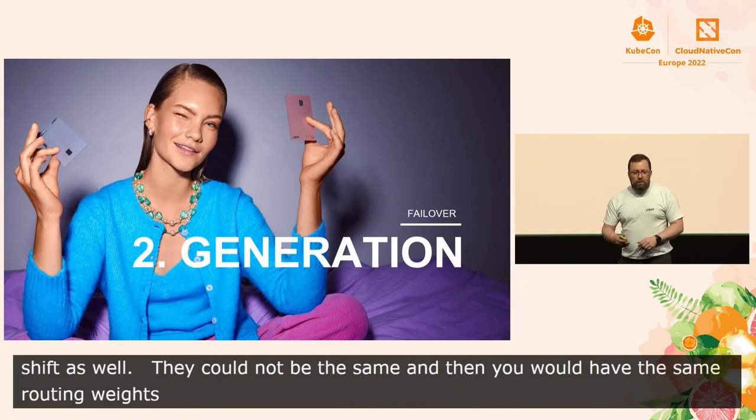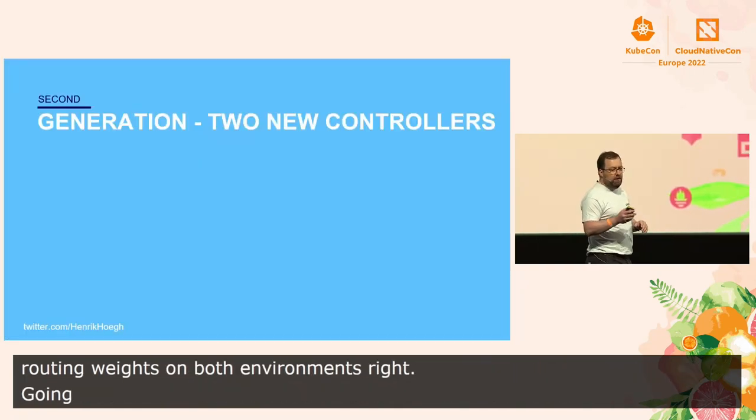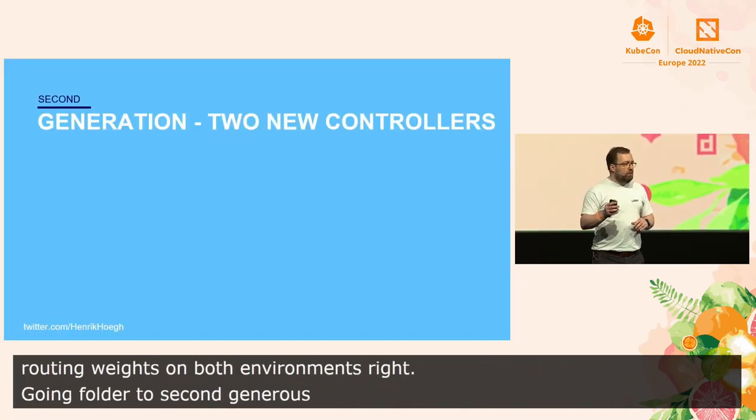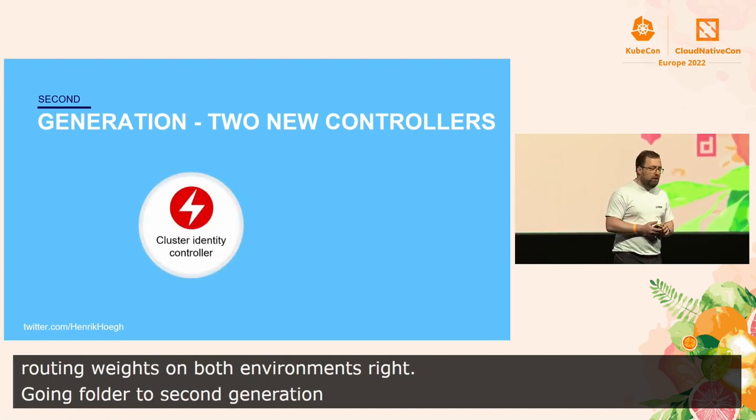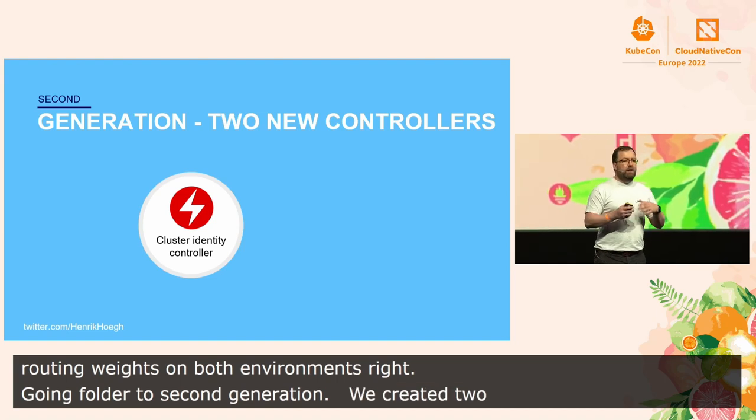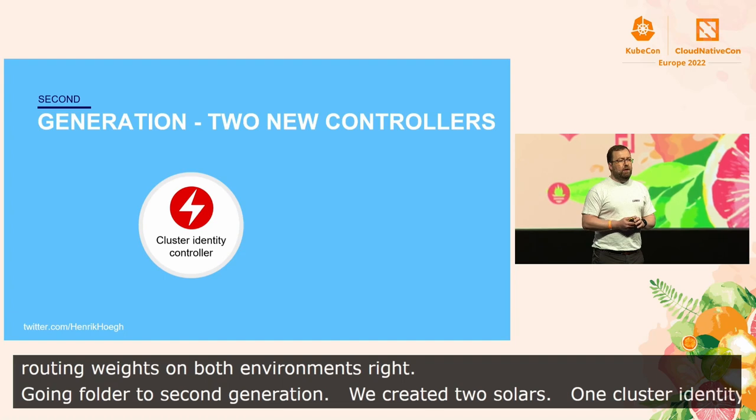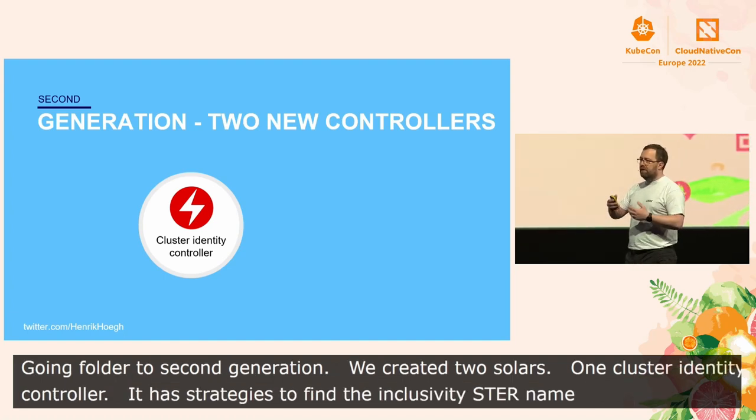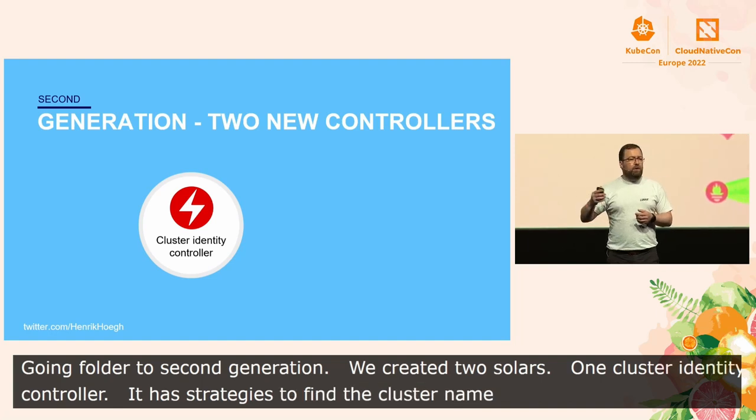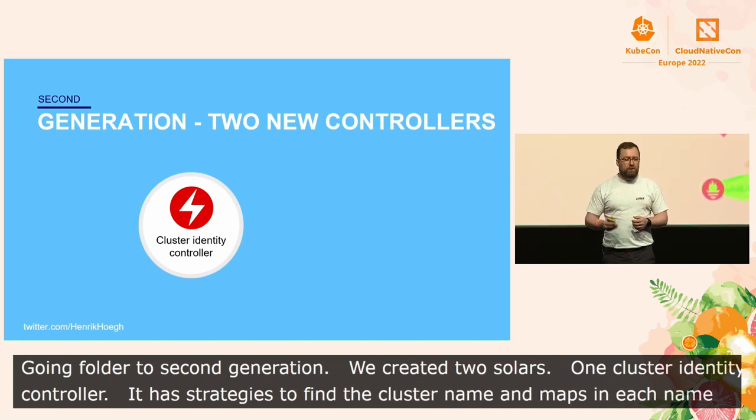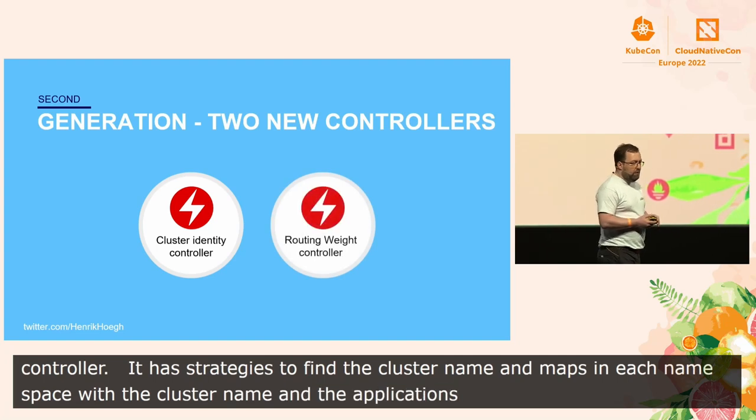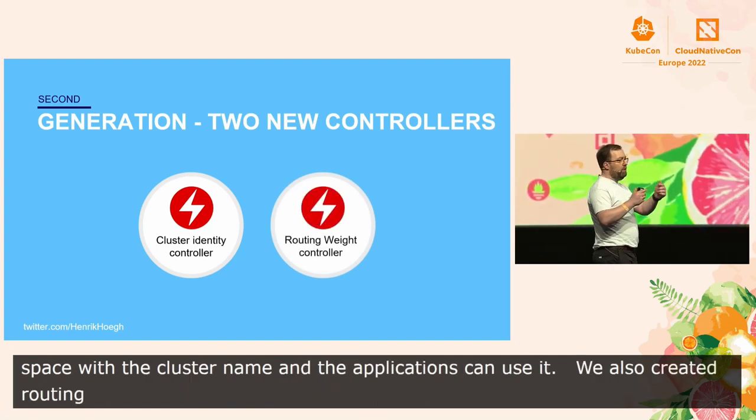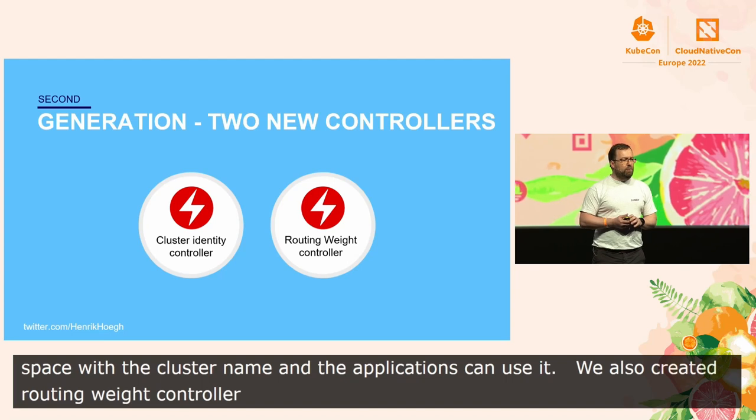So going forward to second generation, we created two new controllers, because that's how you solve things today. We created one called Cluster Identity Controller. It has some strategies to find the cluster name and then create config maps in each namespace with the cluster name, and then the applications can use it. We also created something called Routing Weight Controller to control the routing weight annotations that are then used by external DNS.